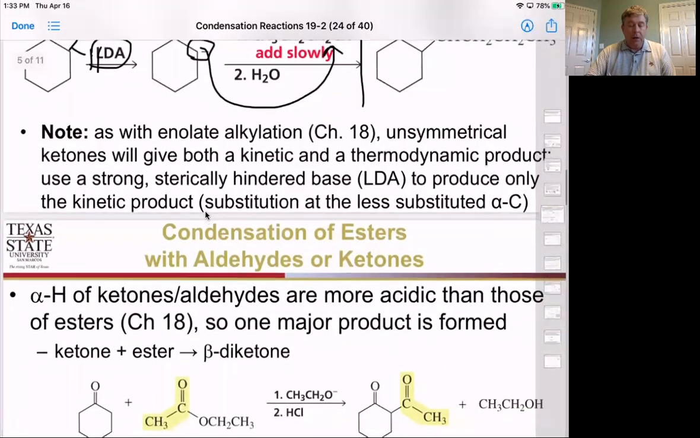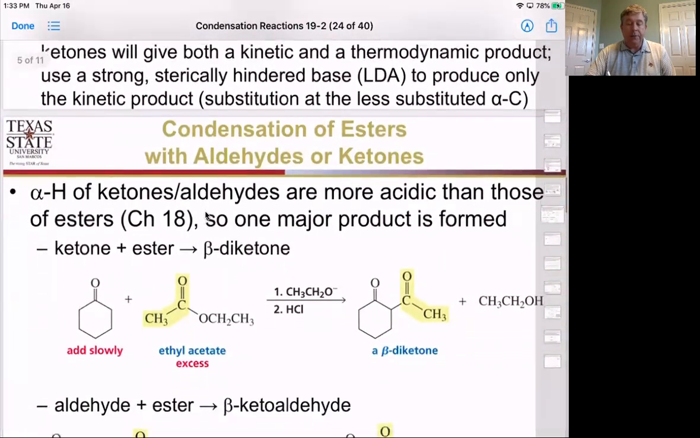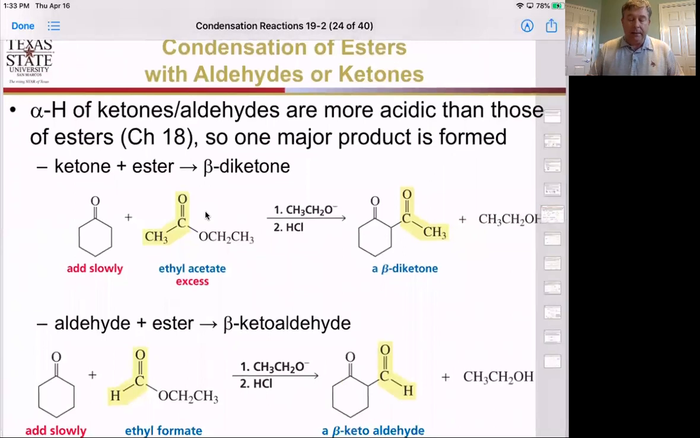Okay, so we can also do this in a mixture of esters with aldehydes and ketones, but it works best if you can form your system with an aldehyde or an ester, with a mixed aldehyde ketone with an ester. And the reason is that the ketone has more acidic hydrogens than the ester has.